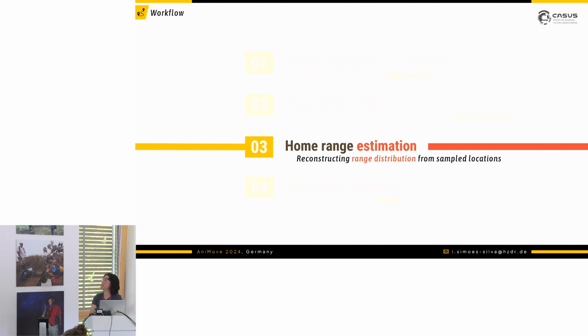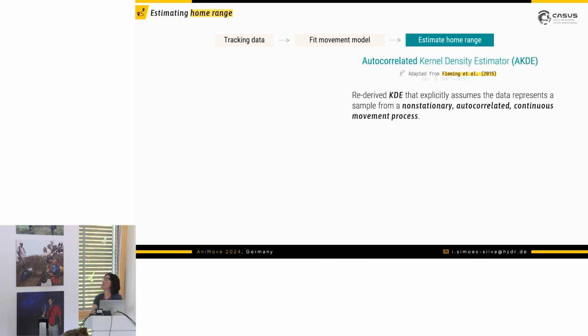Okay, so now that we have the best fit, we would reconstruct the actual range distribution and get this home range. And that's where the autocorrelated kernel density estimator comes in, which is basically the method developed by Chris. It's essentially in the background. It's using the kernel density estimator still, but it's not assuming anything about the data, right? Essentially, with the model selection, we know which movement model fits your data the best, then use that to inform the home range estimation. So there's no assumptions being made.